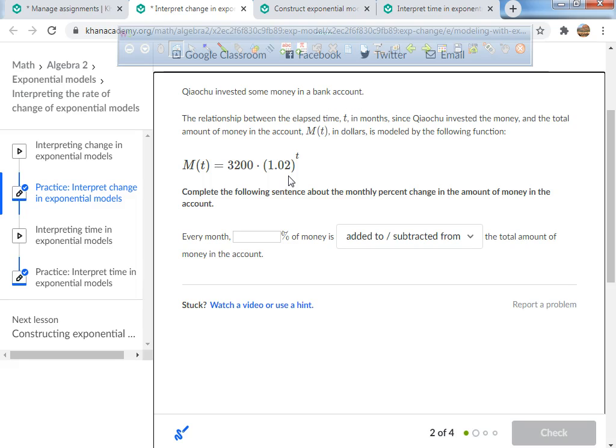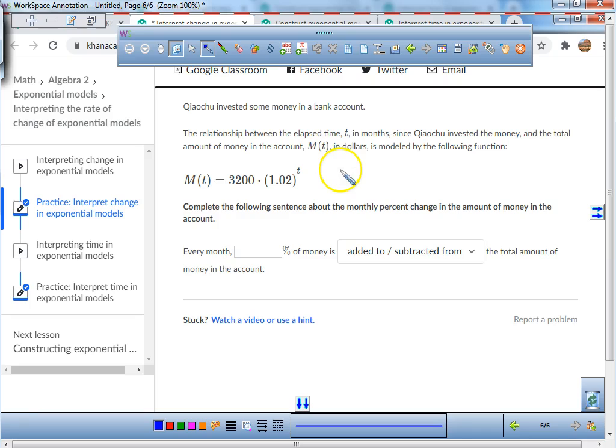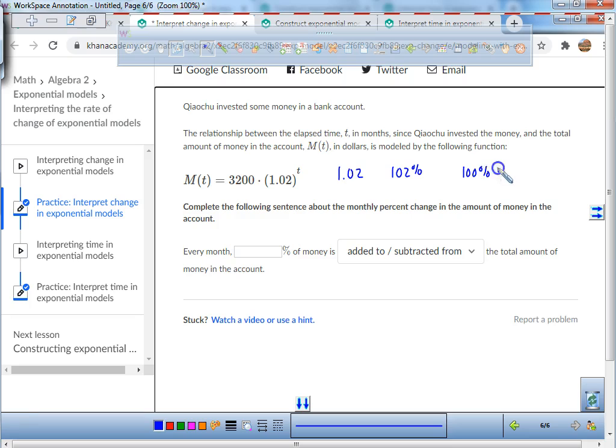Okay, but if it's 1.02, what percentage is 1.02? 1.02 is a percentage of what? 102%. But what do you start out with? You start out with 100%, and what's being added to 100? Just 2%. So right now, every single month, since t is month, 2% of the money is being added to the total amount of money in the account.